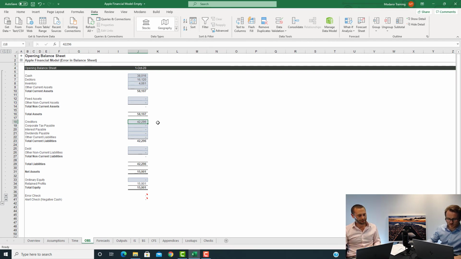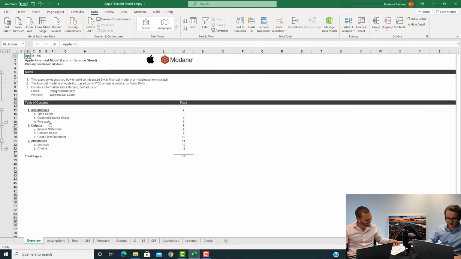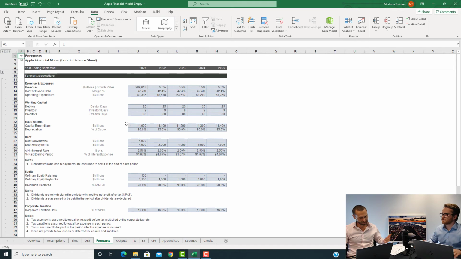So you'll see the balance sheet's now disbalanced. So you just go back to our forecast. We've got creditors. We're putting in 80 days, which is basically in between the last 2 years of analysis where we had the sort of 91 days and the 78 days. We're just going to put 80 days.